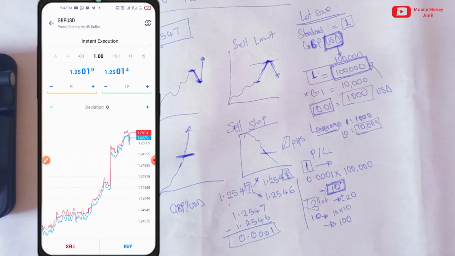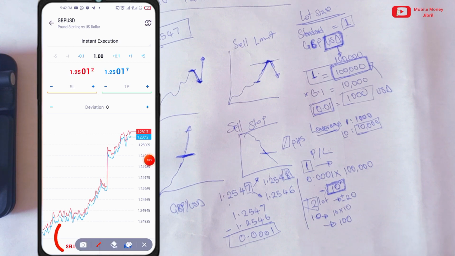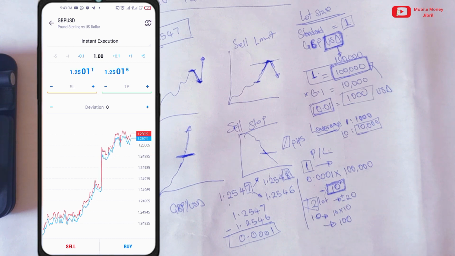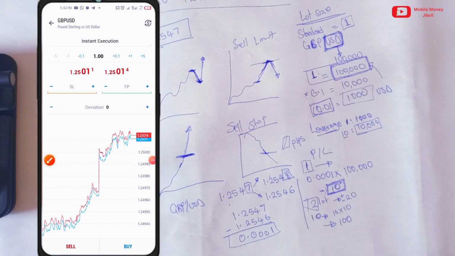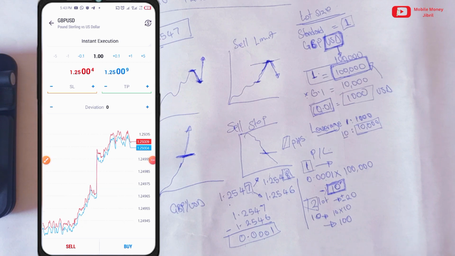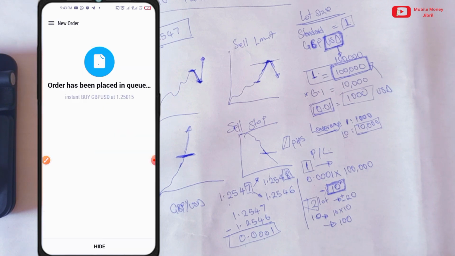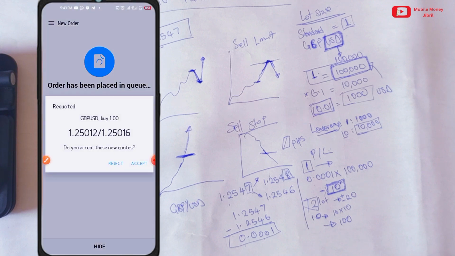After putting everything in, if your analysis shows that it is going to go down, you place a sell. If you have analyzed that it's going to go up, you place a buy. So let me just place a buy for the sake of showing you how it runs. So I place a buy, and you can see it is rejected. You don't have new quotes.